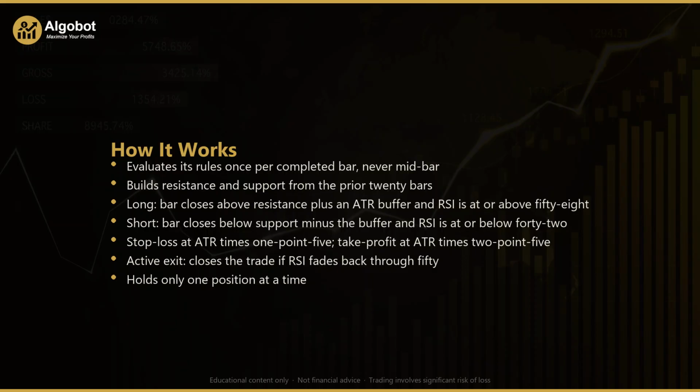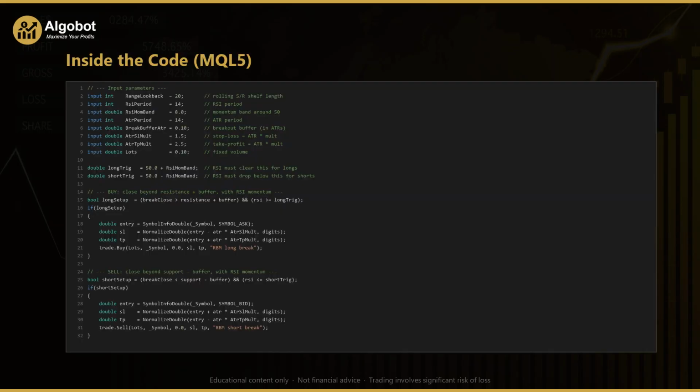Finally, the exit management. While a position is open, the EA doesn't just wait passively for the stop or target. On every new bar, it checks RSI again. If you're long and RSI fades back below 50, or you're short and RSI climbs back above 50, the strategy reads that as momentum draining away, and it closes the position early. This active momentum fade exit is what screens out many of the low-quality breakouts. And importantly, it only ever holds one position at a time, so it never stacks trades on top of each other. Let's look at the actual MQL5 code running inside MetaTrader.